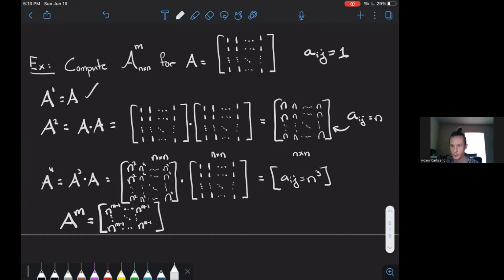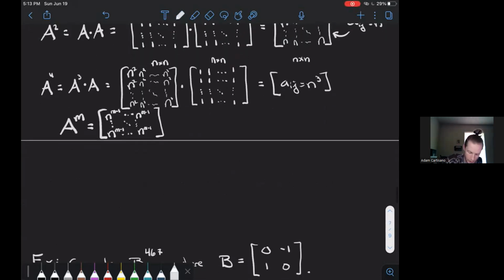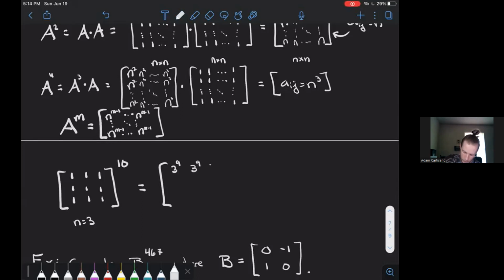So you want to do this grid of ones raised to the 10th power. Let's do an actual example. Let's do a 3 by 3 grid of ones, and then we're going to raise that to the 10th power. n is 3, m is 10, so it's going to be the 3 by 3 grid of 3 to the 9th everywhere. Whatever that number is, 27 cubed. I don't know.